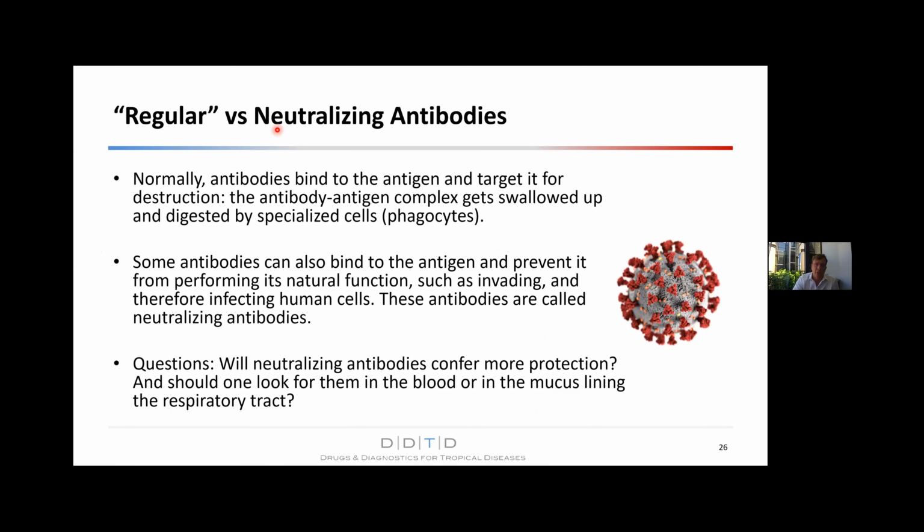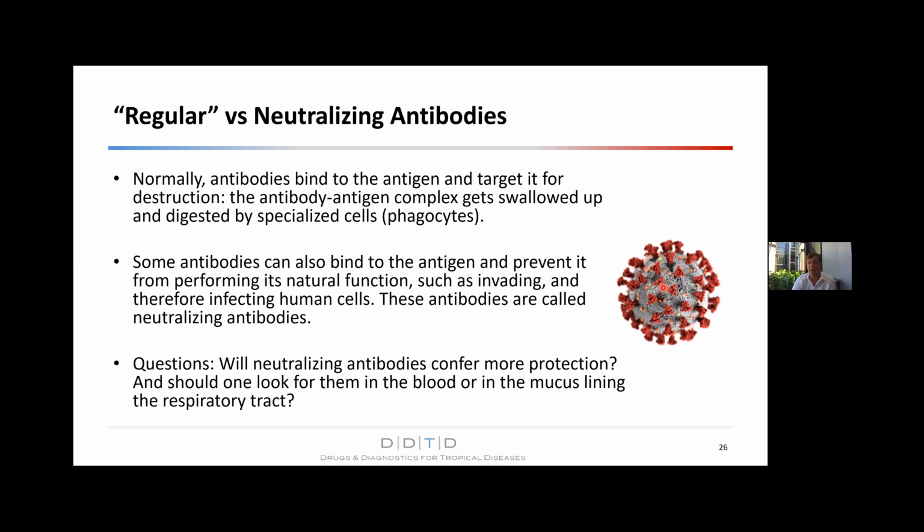Another question is one about what I would call regular versus neutralizing antibodies. So normally antibodies bind to the antigen, so to the viral protein, and then they target it for destruction. The antibody-antigen complex gets swallowed up and digested by specialized cells called phagocytes. So that's what normally happens with an antibody. But some antibodies can also bind to the antigen and prevent it from performing its natural function, such as invading and therefore infecting human cells. And these antibodies are called neutralizing antibodies.